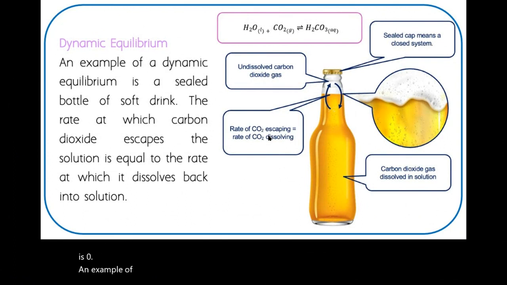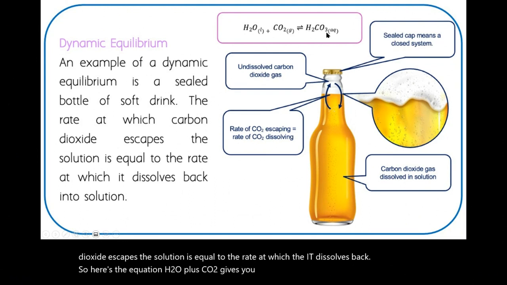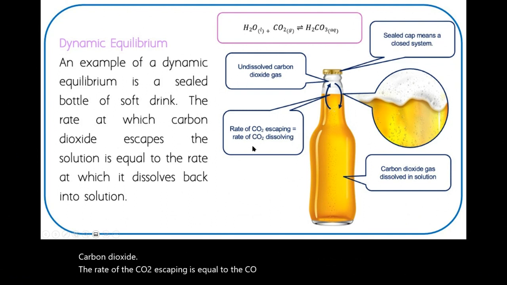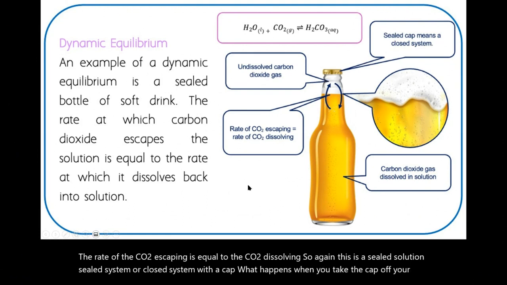An example of a dynamic equilibrium is a sealed bottle of a soft drink. The rate at which carbon dioxide escapes the solution is equal to the rate at which it dissolves back. So here's the equation: H2O plus CO2 gives you H2CO3. Undissolved gas particles, carbon dioxide: the rate of the CO2 escaping is equal to the CO2 dissolving. So again, this is a sealed solution, a sealed system or closed system, with a cap. You know what happens when you take the cap off: your soft drink goes flat.